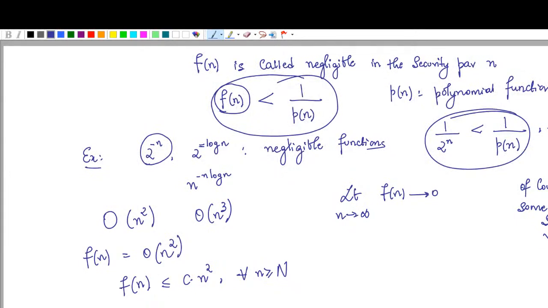I hope that clears your doubt, Vivek. Is my explanation regarding negligible functions clear, Vivek?